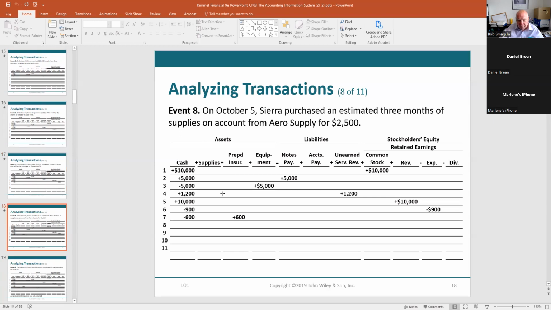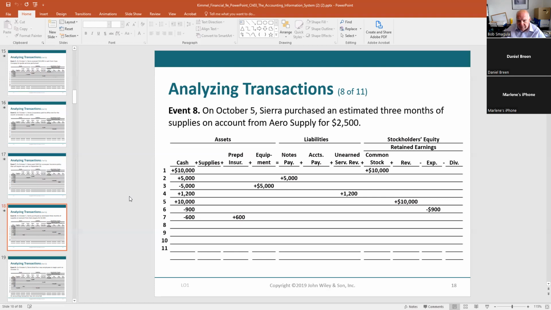And there it is. You have a new asset and you lose another asset, but just an exchange of an asset. Just like on line 3, that was an exchange of an asset. We exchanged cash for equipment. Let's see what they did here.